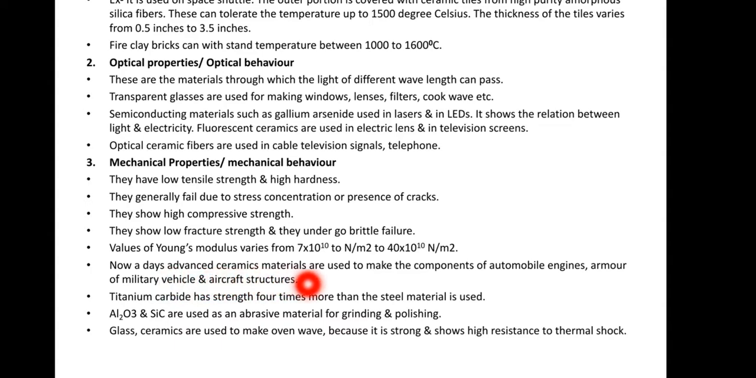Nowadays, advanced ceramic materials are used to make components of automobile engines, armor of military vehicles, and aircraft structures. Titanium carbide is also used. Al2O3, that is aluminum oxide, and silicon carbide are used as abrasive materials for grinding and polishing. Grinding wheels are generally made of these materials.